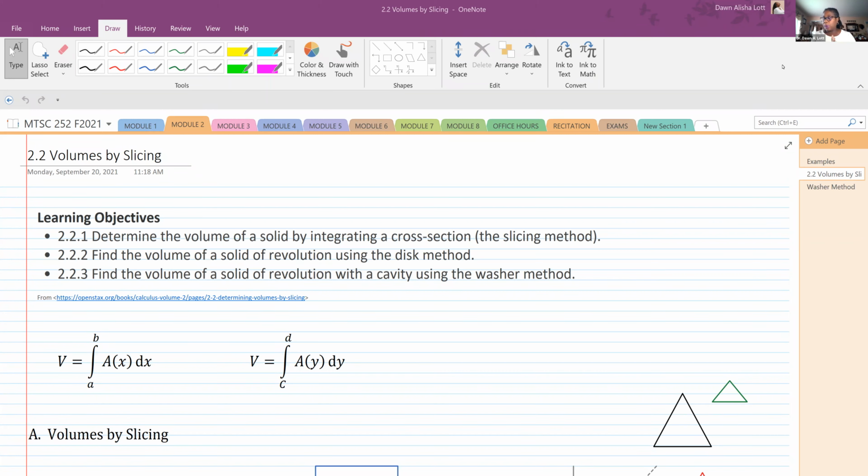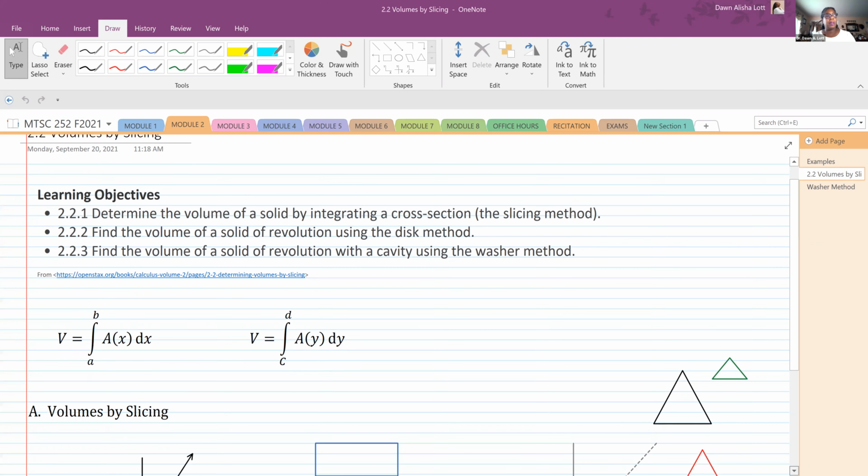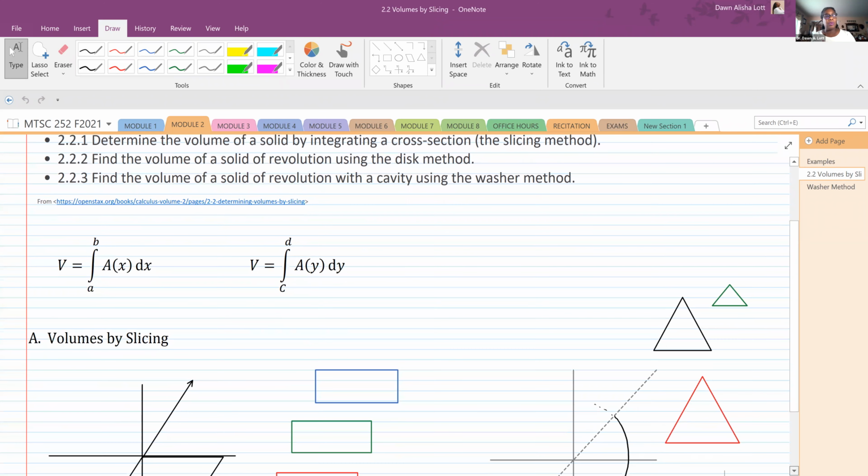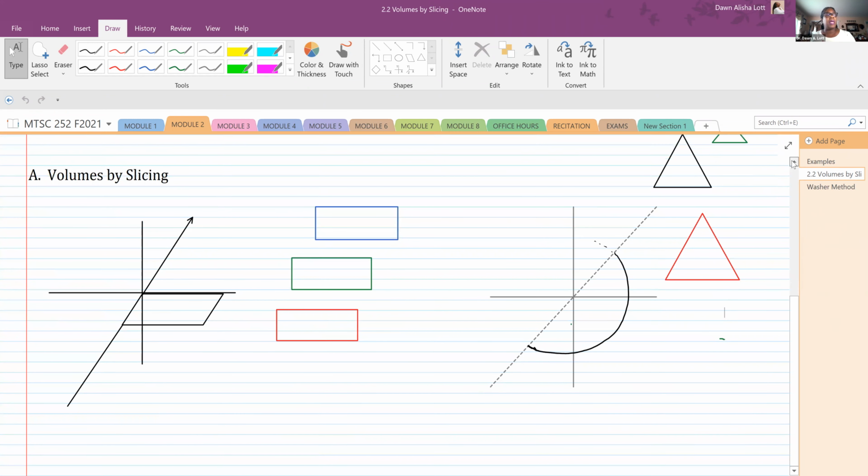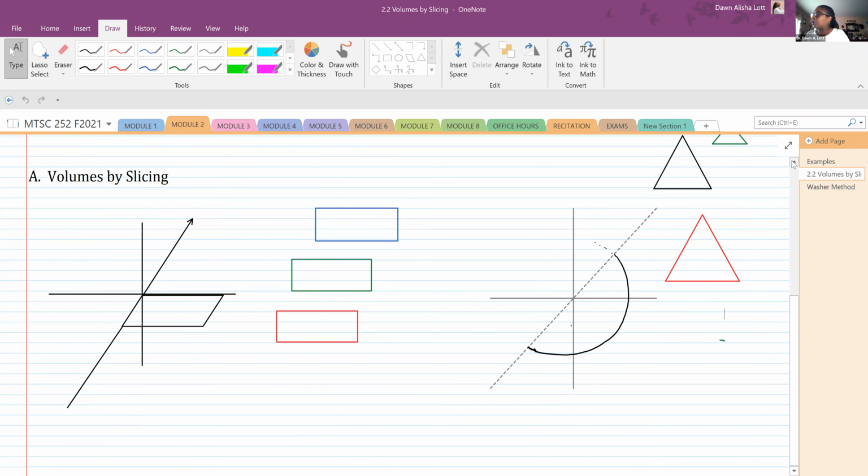So the first thing we want to do is volume by slicing. And so I did spend a little bit of time trying to draw some figures here. So let's suppose, as you can see, we're going to look at this picture on the left. And I have drawn the three-dimensional axes. This is the x-axis. No, this is the y-axis. This is the x-axis coming out. And then, of course, this is the z-axis.